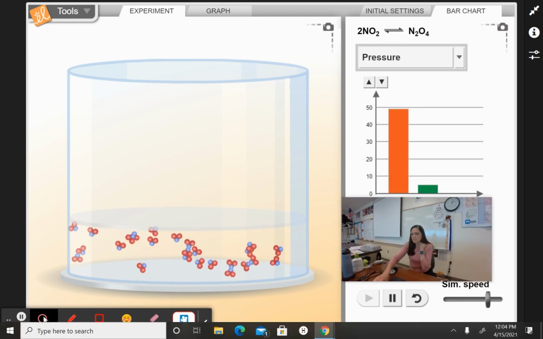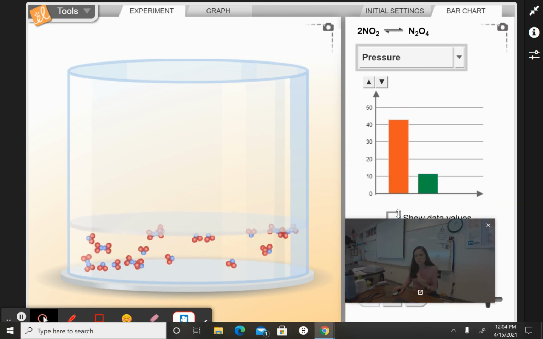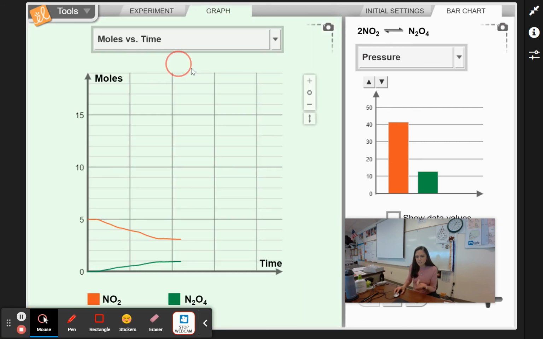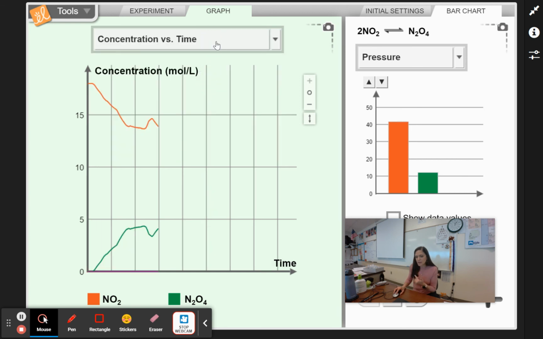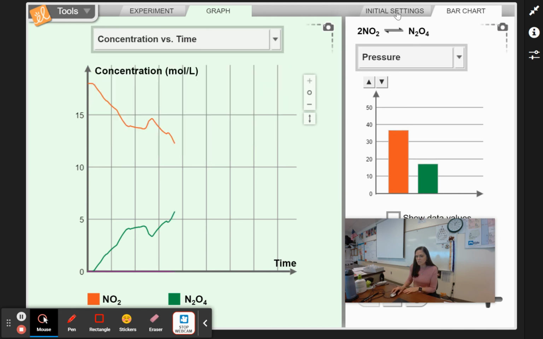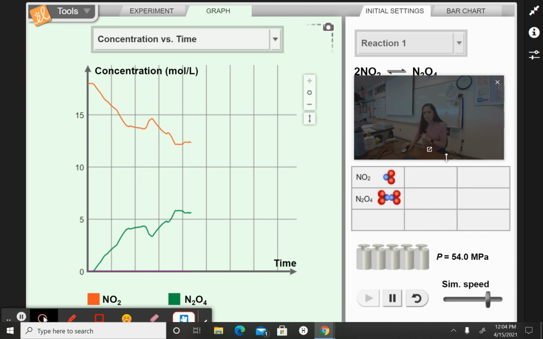So there are going to be a bunch of different scenarios that I'm going to have you look at, and you're going to be comparing the graphs of some of these things, moles versus time, concentration versus time. You're also going to be wanting to pay attention to the bar chart and these initial settings. Okay, so this is how you manipulate the things in this lab.